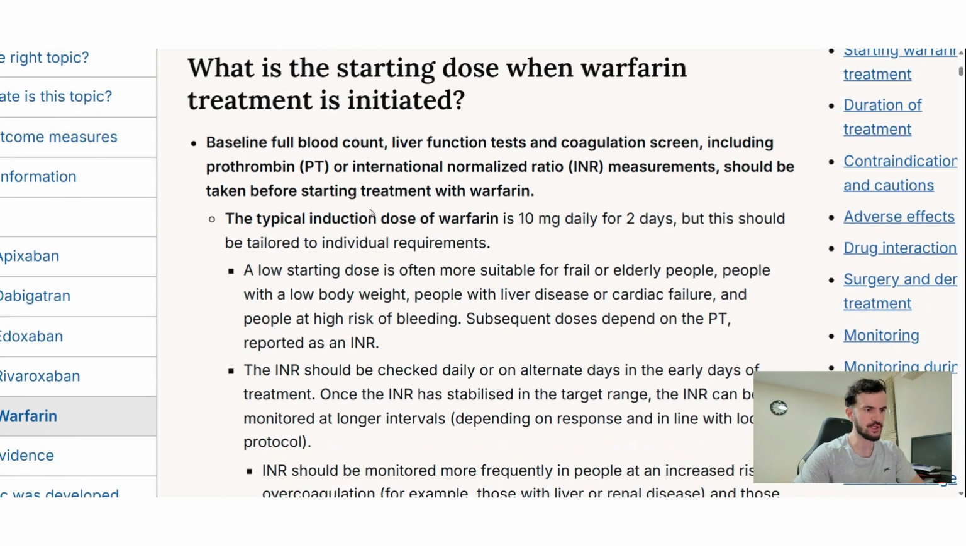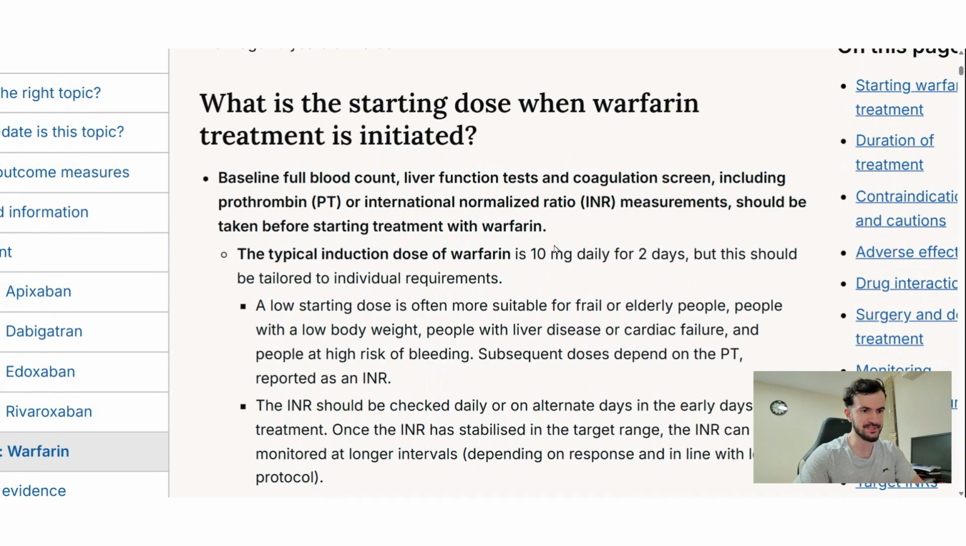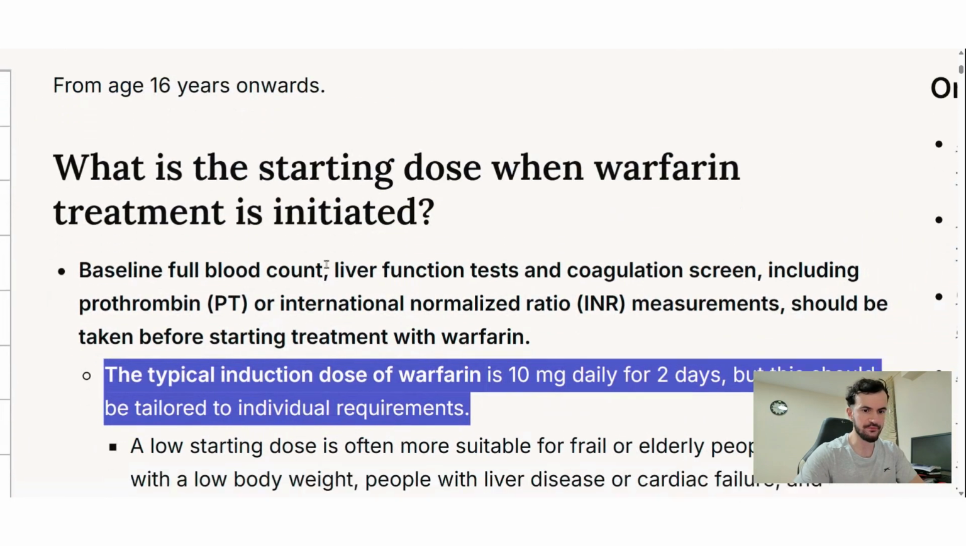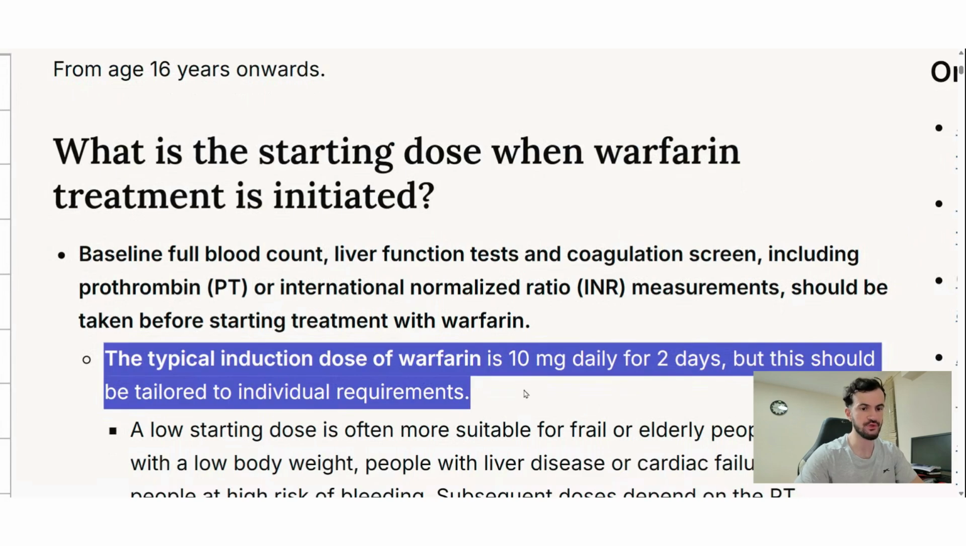So the typical induction dose of warfarin is 10 milligrams daily for 2 days, but this should be tailored to individual requirements. So let's recap. If I was to ask you what are the things to monitor before starting warfarin, or they could ask you which of these monitoring parameters are measured before initiating warfarin, and they could give you a whole list of them.